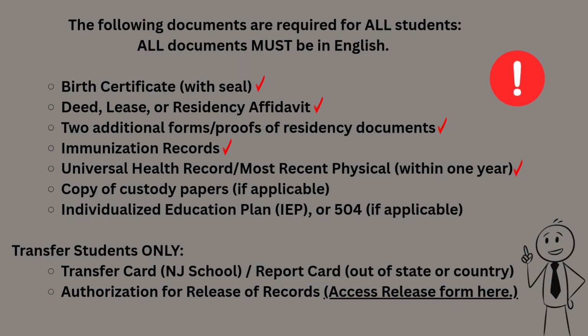Immunization records, the universal health record form, a copy of custody papers if applicable, and if this applies, we would also need an individualized education plan, an IEP, or 504 plan if necessary.